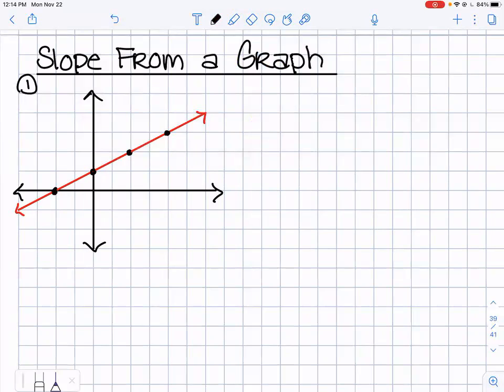Okay, there's an easier way to do this than to find each point and plug in the numbers, right? So here's what we can do. Slope is rise over run. That means up, so like the number of spaces you go up over the amount of spaces you move left and right.